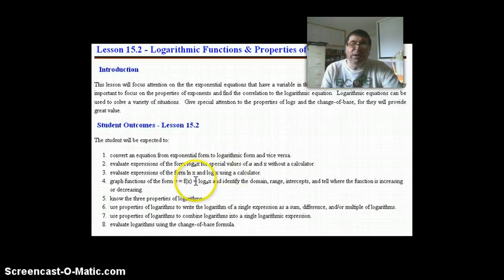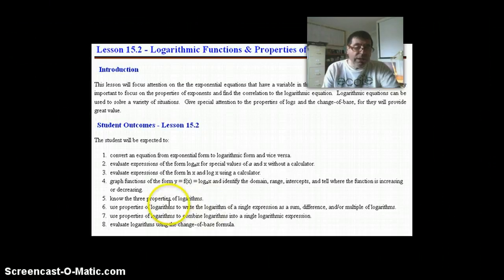Here we're talking about graphing a function, which I think you'll find interesting. It'll include a lot of the things that we have talked about in our class up to this point. And again, the three properties. And then just talking about using the properties to rewrite log expressions. And this is crucial for doing logarithmic equations and other work in logs. So keep that in mind.